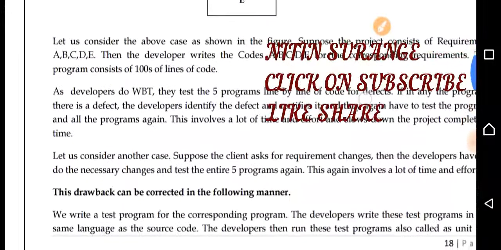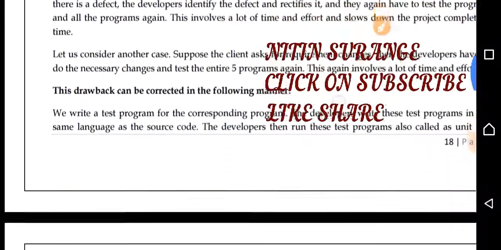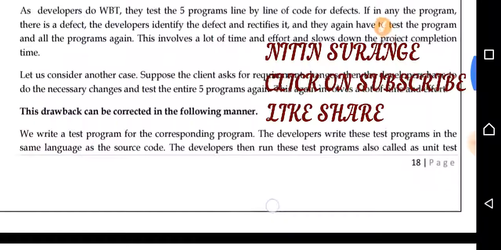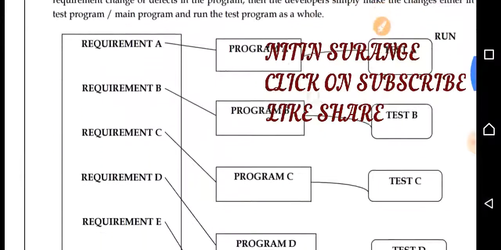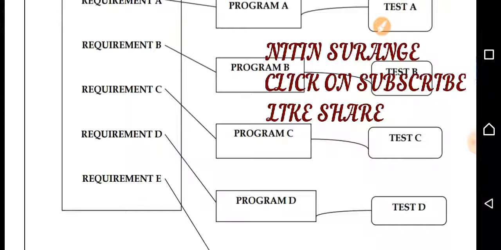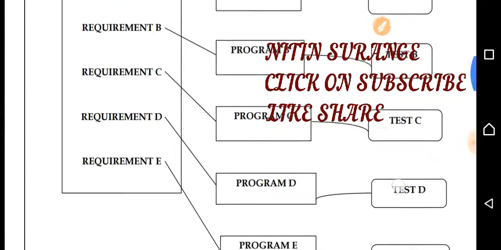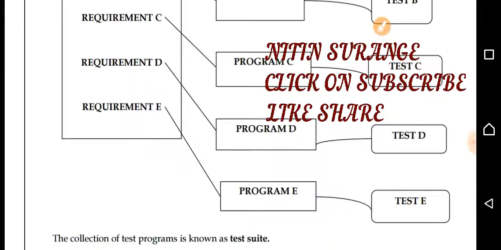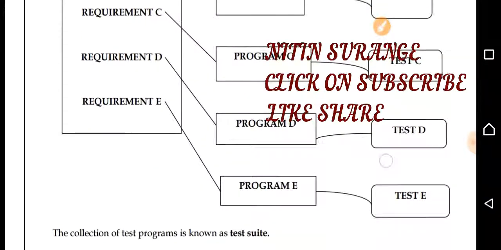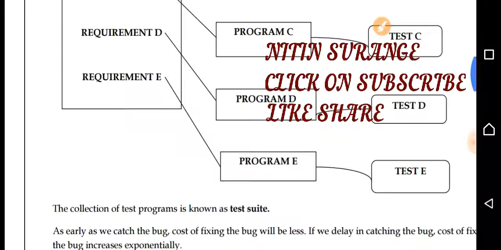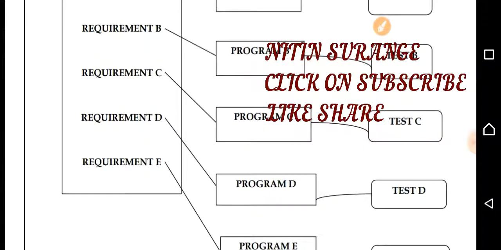The drawback can be corrected in the following way. We write a test program for the corresponding code. Developers write these test programs in the same language as the source code, then run the test program, also called a unit test. You can see: requirement A, program A, test A, requirement B, program B, test B, and so on. The collection of test programs is known as a test suite. So what is a test suite? The collection of test programs is known as a test suite. The earlier we catch the bug, the less it costs to fix. If we delay catching the bug, the cost of fixing increases exponentially.